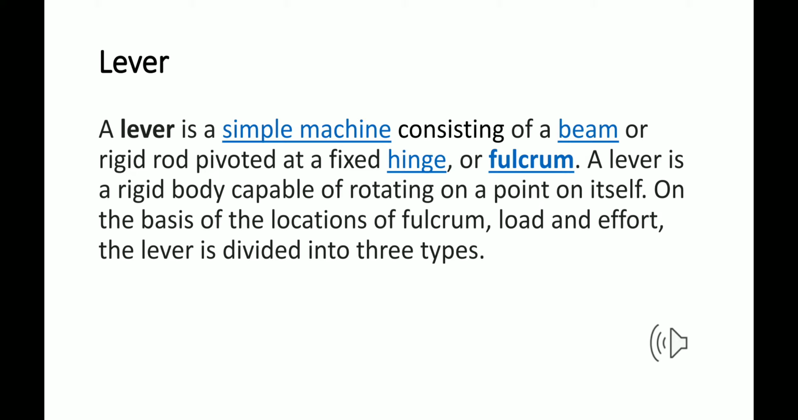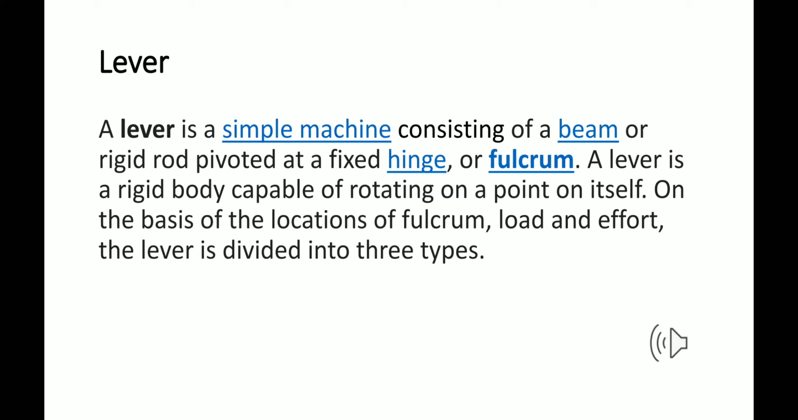Now, what are levers? A lever is a simple machine consisting of a beam or a rigid rod. In a few examples in the earlier slides, I had told you that this is a lever. So a lever is a simple machine consisting of a beam or a rigid rod pivoted at a fixed hinge or fulcrum. A lever is a rigid body capable of rotating on a point on itself. On the basis of the locations of fulcrum, load, and effort, the levers are divided into three types.